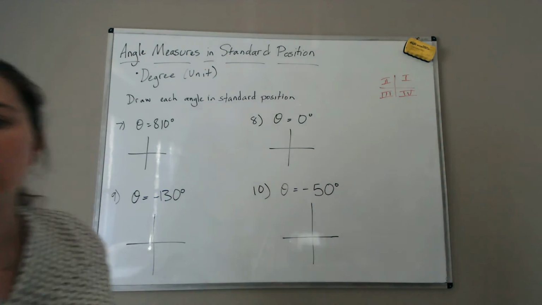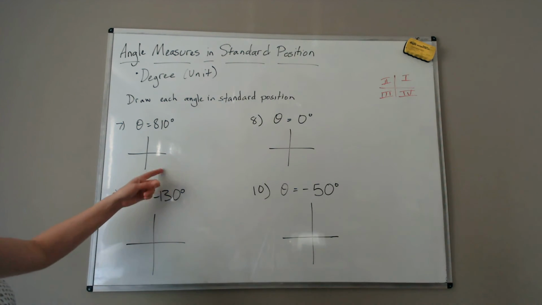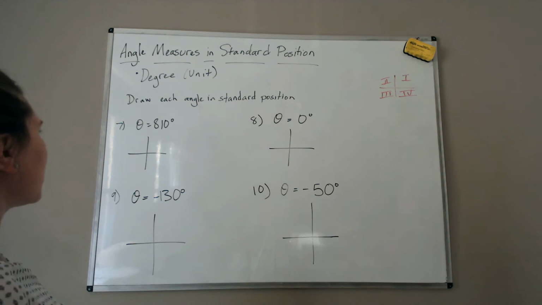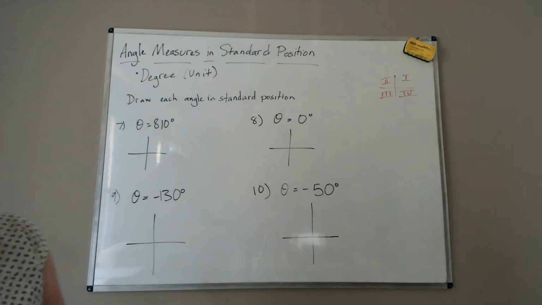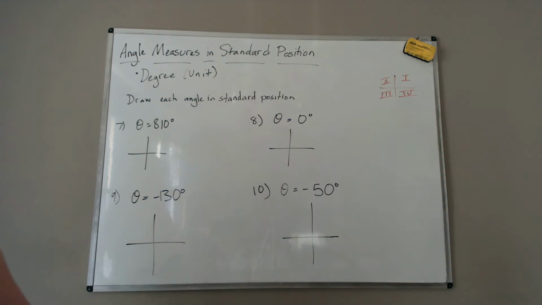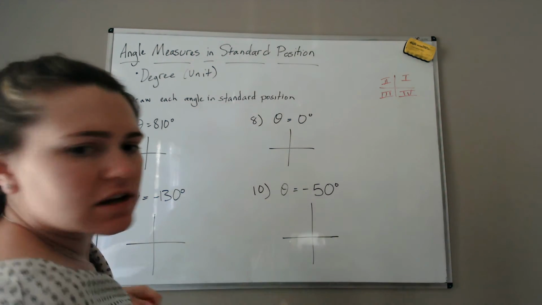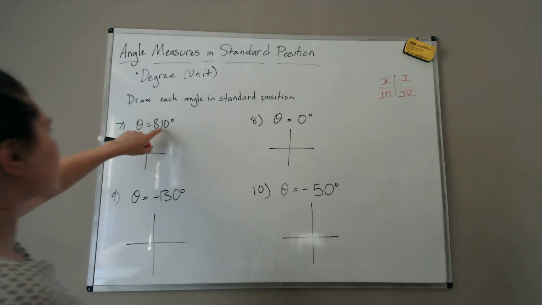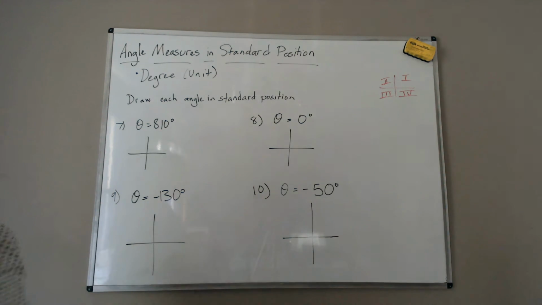So if you'd like to try the next 2 on your own, you might want to pause the video and draw it on your own and then see whether or not you got it right. Okay, so number 7 is theta. We have to draw an angle with 810 degrees of rotation.